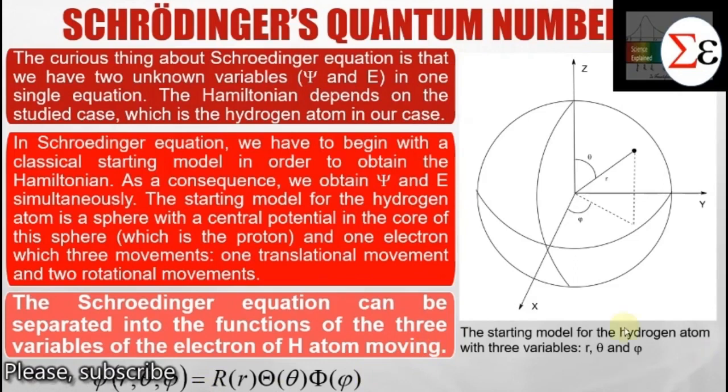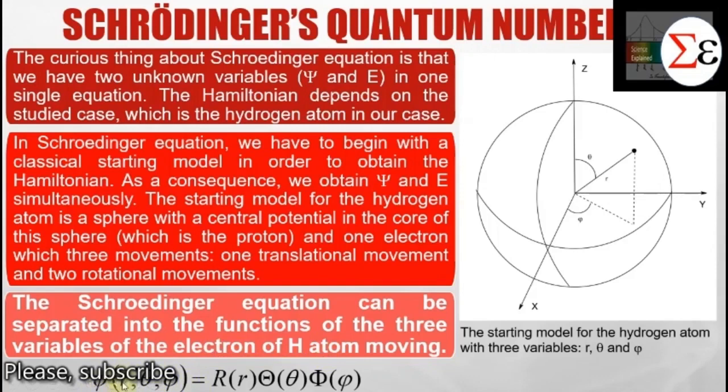The starting model for the hydrogen atom is a sphere like this, with a central potential in the core of the sphere, which is the proton, and one electron which has free movement, one translation movement and two rotational movements, where the variables are r for the translational movement, angles theta and phi. So, the Schrodinger equation can be separated into the functions of the free variables of the electron of the hydrogen atom, which is given here.